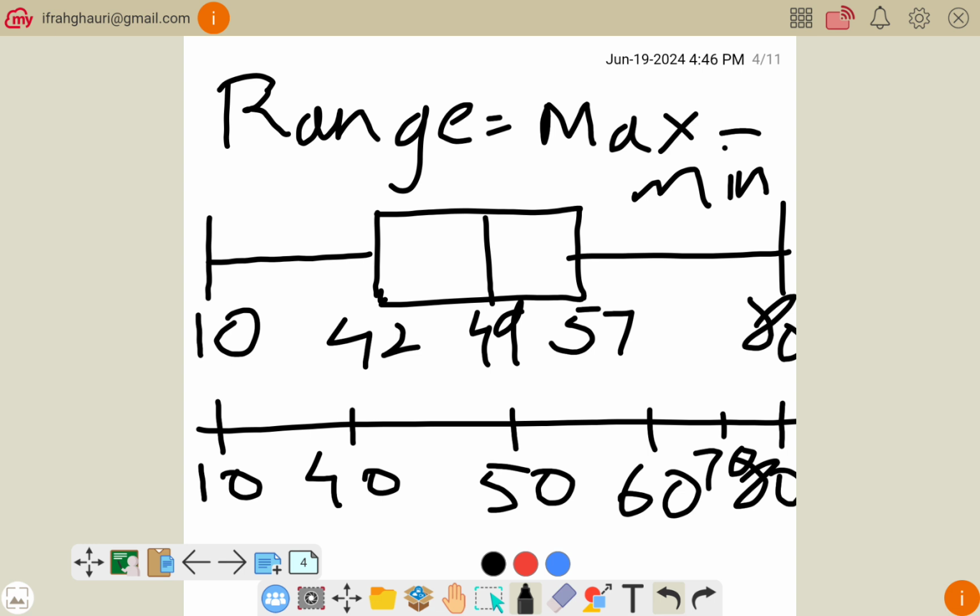Now, if we are interested in only the five values, that is the minimum, the maximum, Q1, Q2 and Q3, then we use a box and whisker plot. But if we need to find the cumulative frequencies or percentiles, then we use the cumulative frequency curve.